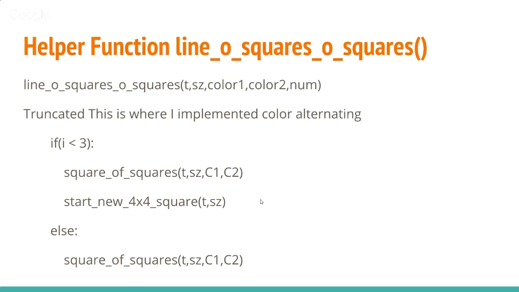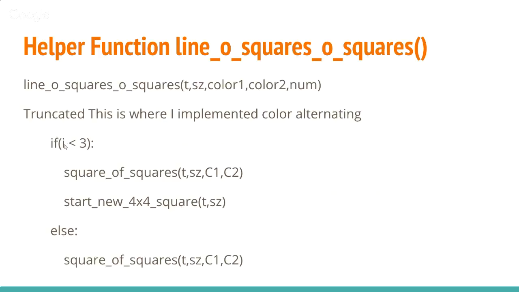Now the helper function, line of squares, here, this is actually truncated. This is actually where I handled color alternating for the multiple squares throughout the thing. So I'm only showing right here the for loop where I called everything and moved everything around. We will talk about the color implementing portion of this function later on, when I go into how color alternating was happening or how I handled that.